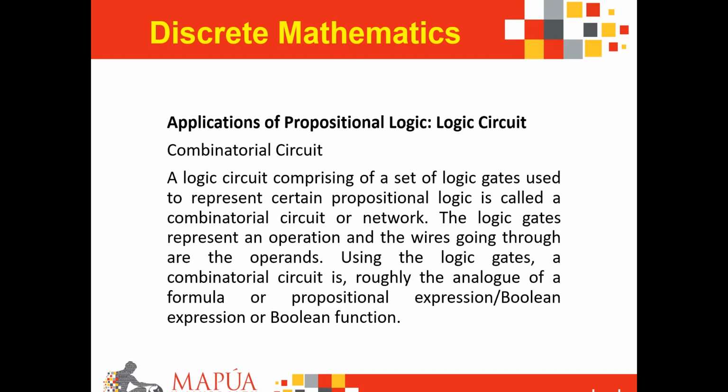A logic circuit comprising a set of logic gates used to represent certain propositional logic is called a combinational circuit or network. The logic gates represent an operation and the wires going through are the operands. Using the logic gates, a combinational circuit is basically roughly the analog of your formula or propositional expression, also referred to as the Boolean function.